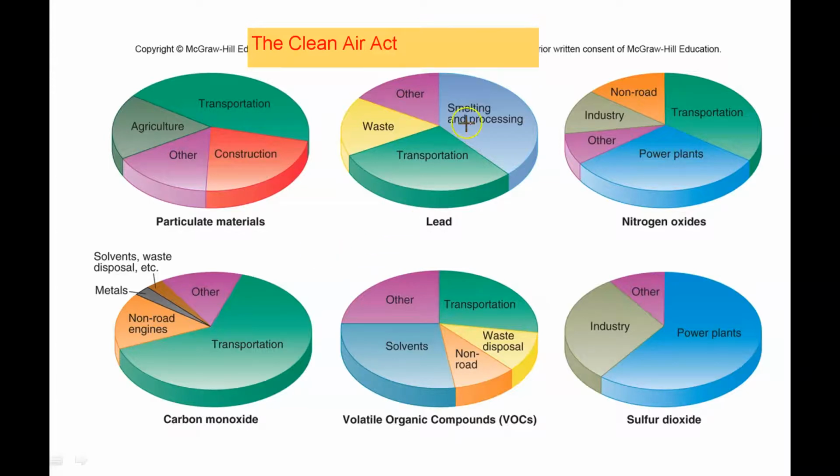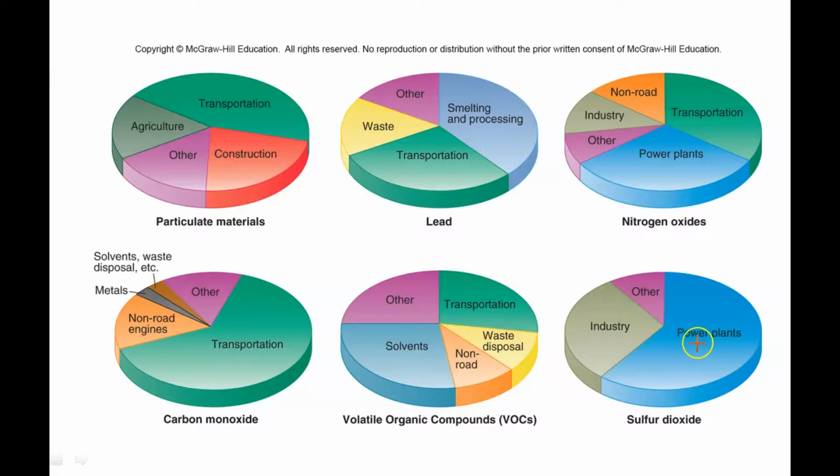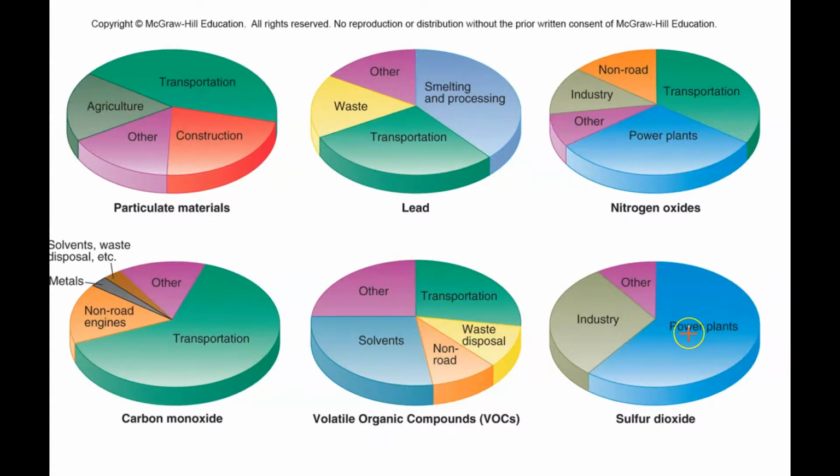All right, and the government can use this law to regulate the air pollutants. Both nitrogen oxides and also sulfur dioxide will be regulated according to the Clean Air Act. So let's take a look at the sources of our nitrogen oxide and sulfur dioxide. Let's start from sulfur dioxide, which is shown over here.